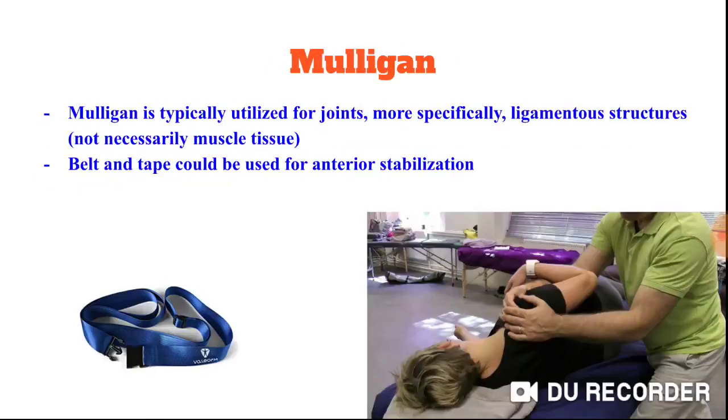Some Mulligan techniques. Mulligan is possible for shoulder instability. Just keep in mind that Mulligan is actually a joint mobilization, so it is used for ligamentous structures, not necessarily muscle tissue. Mulligan belt and tape could be used for anterior stabilization.